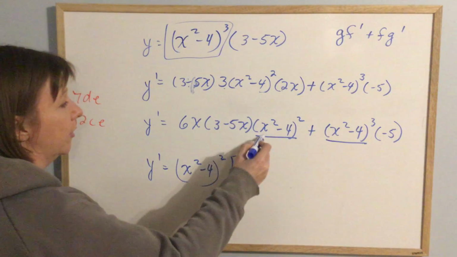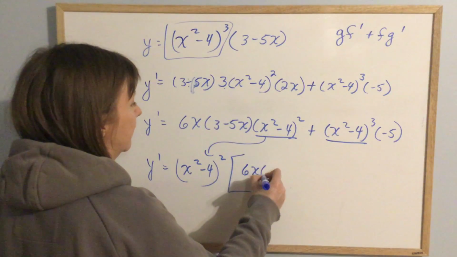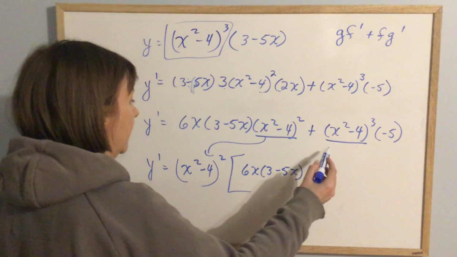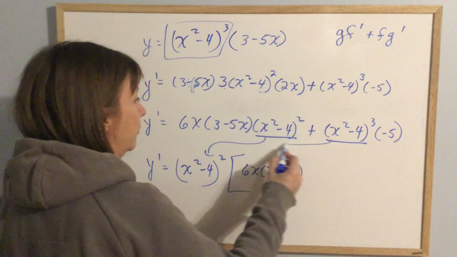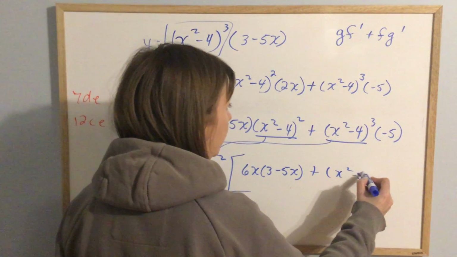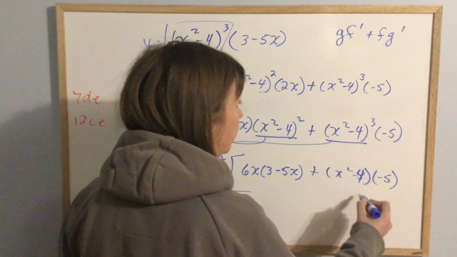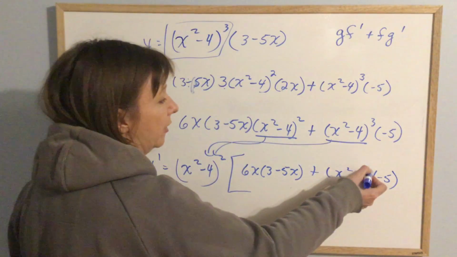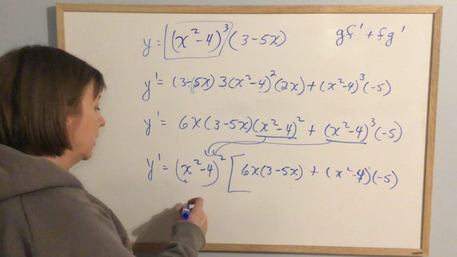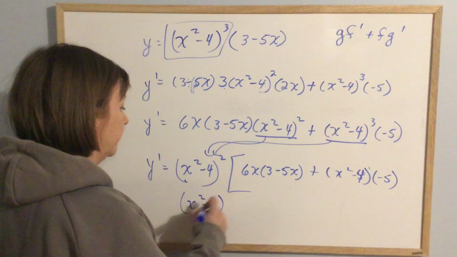So I'm going to take out x squared minus 4 squared as a common factor. And then I'm going to say, okay, if I take that out of here, what I have left is 6x times 3 minus 5x. And if I take 2 out of here, I have x squared minus 4 times negative 5, right? And I just have 1 of them left because I took 2 of them out.